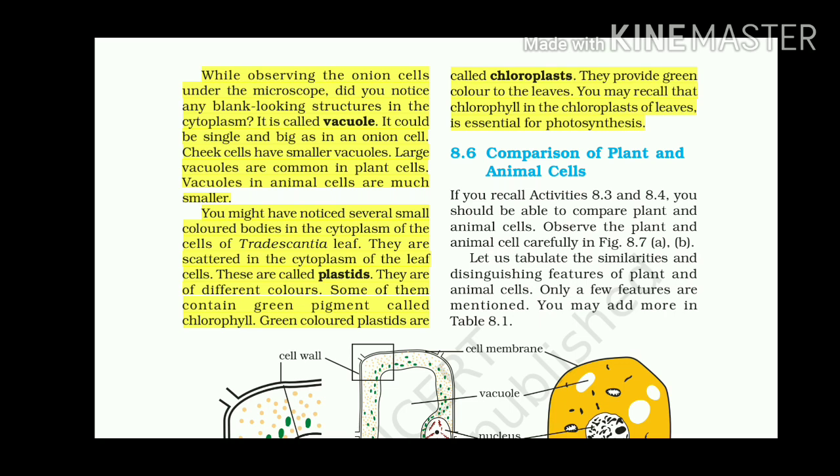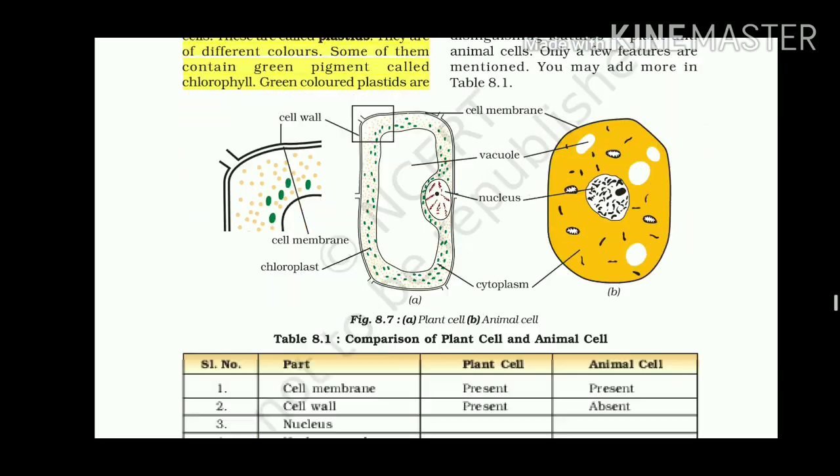Comparison of plant and animal cells. If you recall activities 3.3 and 3.4, you should be able to compare plant and animal cells. Observe the plant and animal cells carefully. Let us tabulate the similarities and distinguishing features of plant and animal cells. Only a few features are mentioned. You may add more in table 8.1.